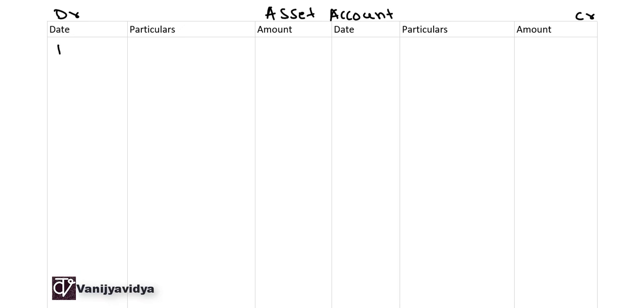Debit side of the asset account, 1st April 2014, to bank account, and amount is 5,10,000. Now the next transaction.